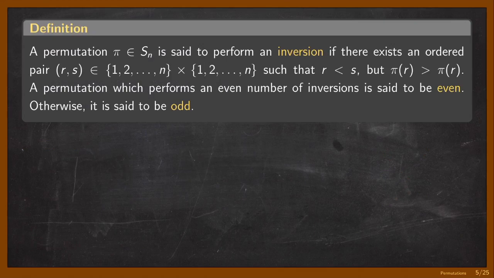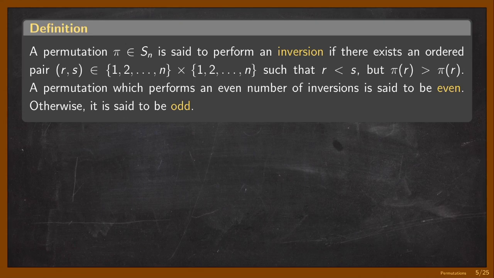Now, given a permutation in S of n, a permutation can perform an inversion. An inversion is defined technically as follows. Pi is said to perform an inversion if there exists an ordered pair R and S, each of R and S integers from 1 to n, such that R is less than S, but the image of R under pi is greater than the image of S under pi.